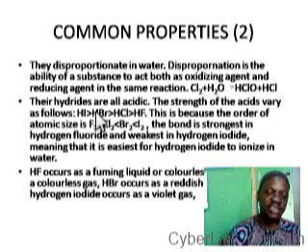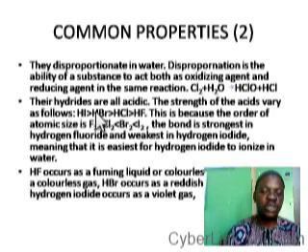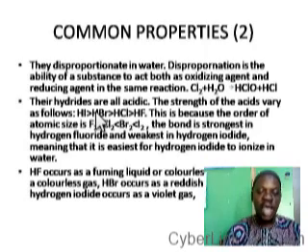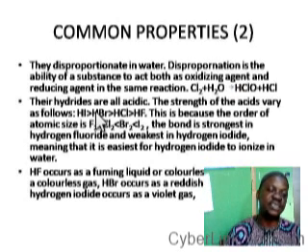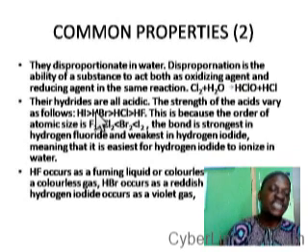Also, all hydrides of halogens are acidic. The hydrides of halogens are the hydrogen halides. All hydrogen halides are acidic. Now, you may be required to compare one hydrogen halide to the other in terms of their acidity. Now, what makes an acid strong is its ability to release hydrogen ions in solution.